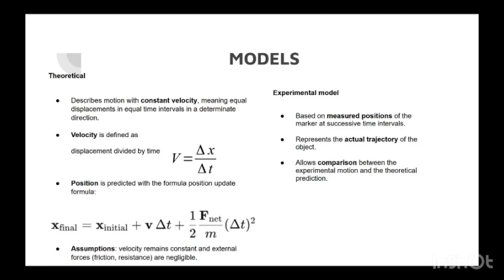The experimental model, on the other hand, records the marker's position at different times as measured data points, and we then compare the two models. This allows us to evaluate how well the theoretical predictions match the actual motion and identify deviations due to real-world factors such as friction or measurement errors.